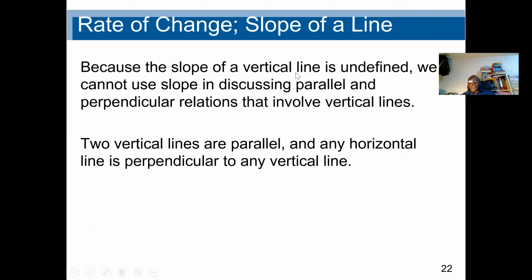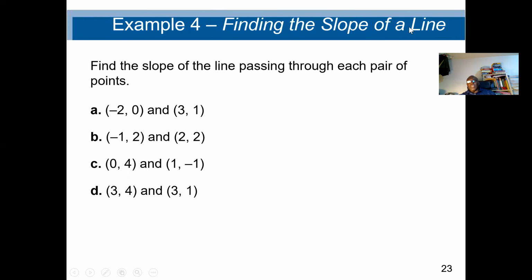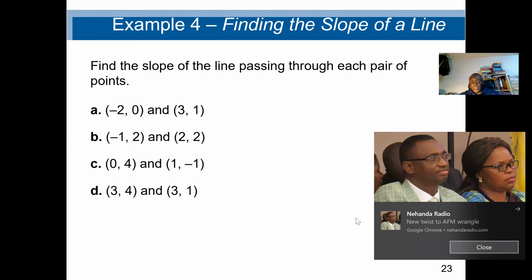Now, because the slope of a vertical line is undefined, we cannot use slope in discussing parallel and perpendicular. That's a relation that involves vertical lines. So a vertical line is undefined, but for horizontal, we can, because for horizontal, the slope is 0. So finding the slope of a line, we get 2, 0, -2, 0, 3, and 1. So let's solve the first one first.